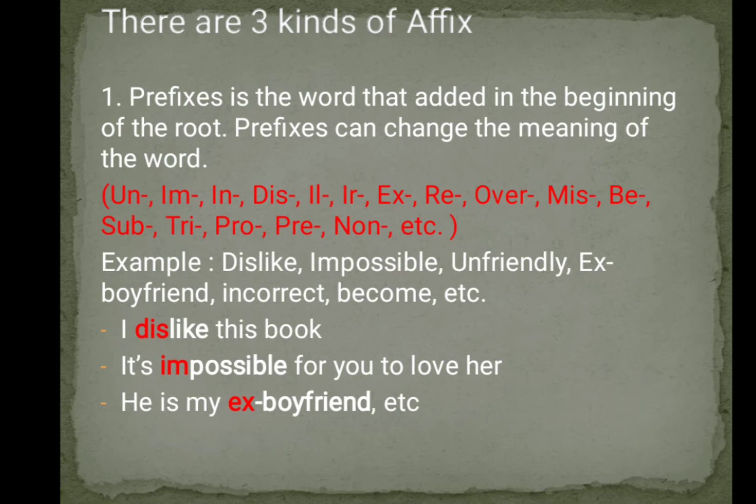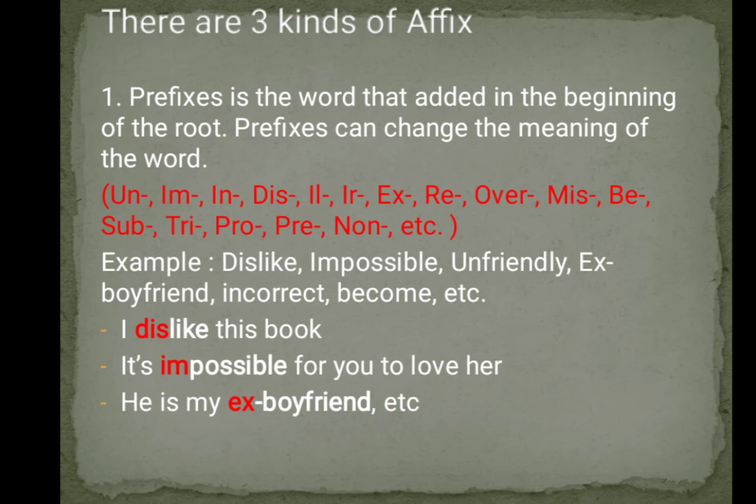The first is prefix. Prefix is the word that is added in the beginning of the root. Prefix can change the meaning of the word. The words of prefix are an, in, this, il, ir, ex, re, over, miss, be, sub, tri, pro, pre, non, and etc. For example, like dislike, impossible, unfriendly, ex-boyfriend, incorrect, become, and etc.